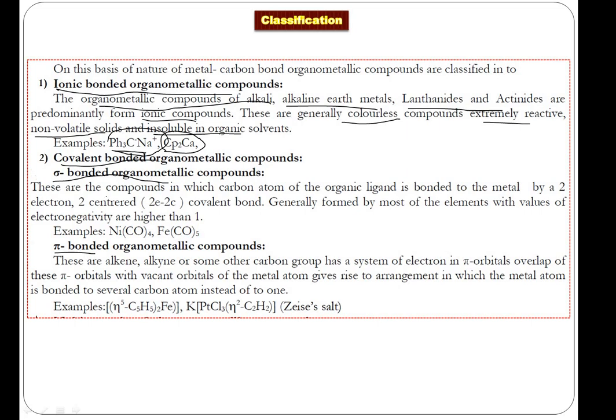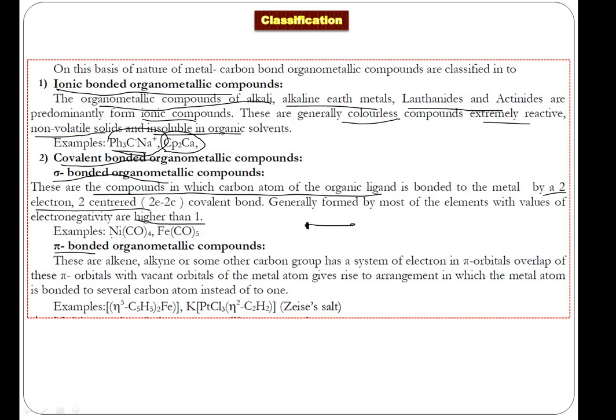Now, sigma bonded organometallic compounds are the compounds in which the carbon atom of the organic ligand, meaning the CH3, CH2, is bonded to the metal by a 2 electron 2 center bond, which is a covalent bond. Normally the covalent bond which we have between two atoms is called a two center two electron covalent bond. It is generally formed by most of the elements whose electronegativity values are higher than 1.